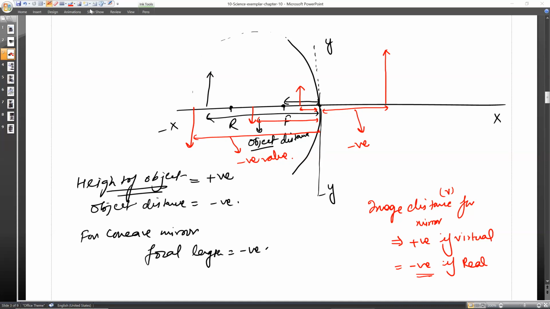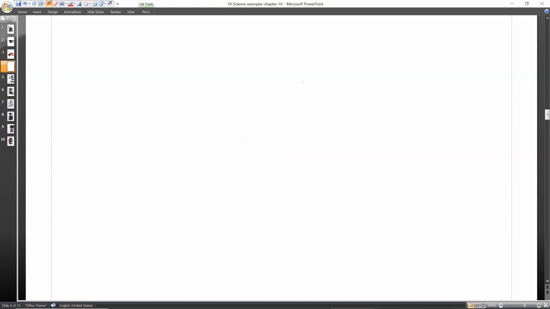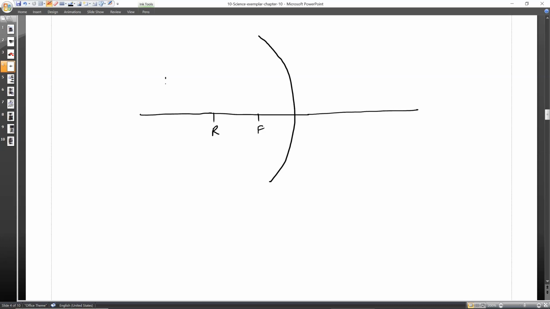Moving further, let me make some cases for you. You need to help me, okay? This is focus, this is radius of curvature. If I put the object beyond R, where is the image going to form? Between R and F. Will it be enlarged or diminished? It will be diminished.